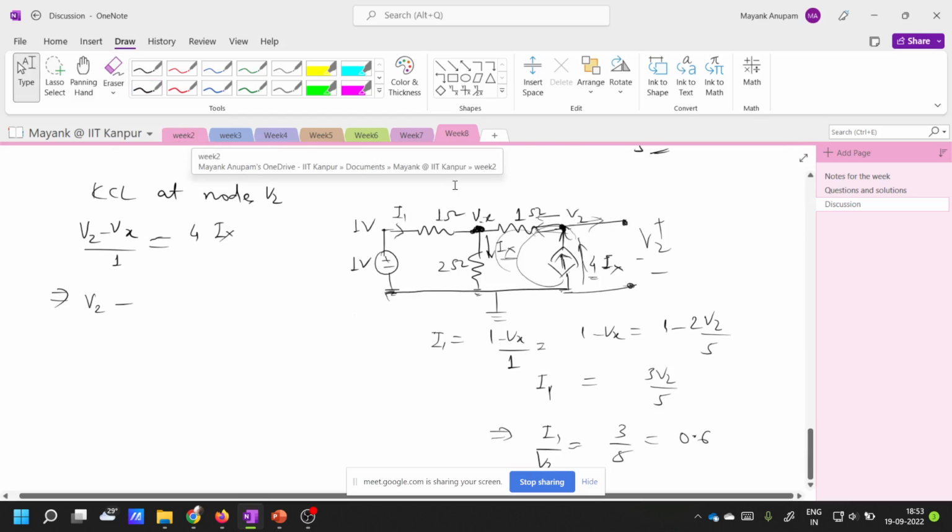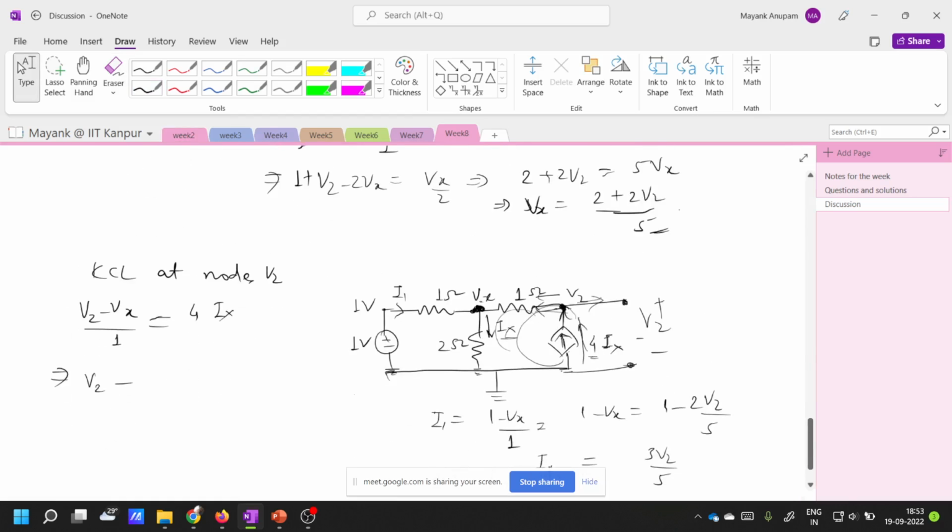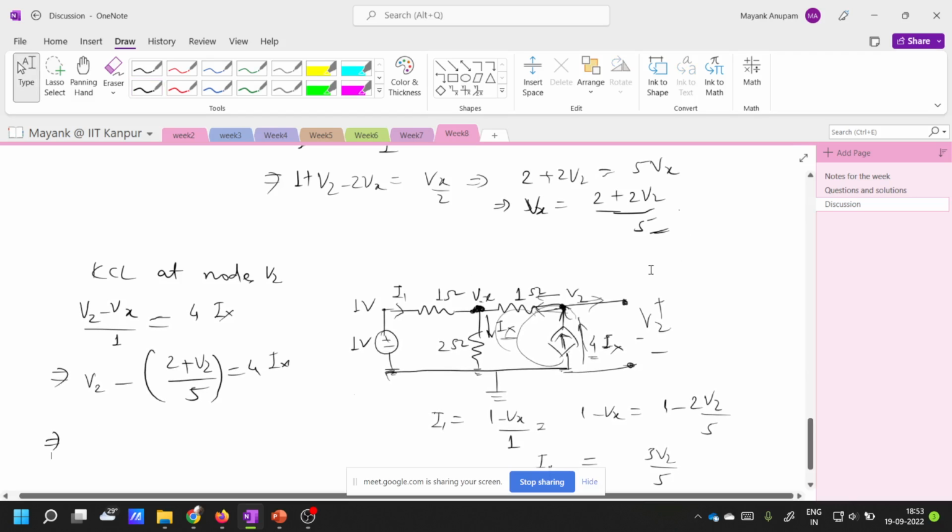minus Vx. Vx is what? 2 plus V2 by 5, right? So it is equal to 2 plus V2 by 5, which is equal to 4 times Ix, V2, right? 2 plus 2 V2. Yeah, 2 plus 2. Yeah, correct. Thank you for correcting.